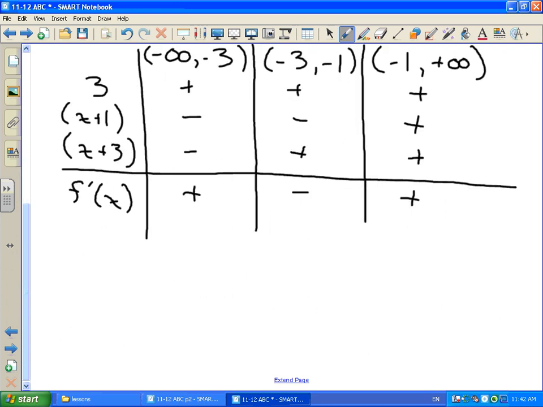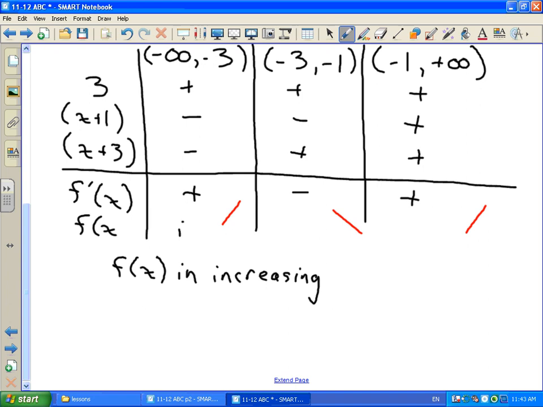So what does this tell us? Well, let's see. If our slope here is positive, this thing is looking like this. If it's negative, our tangent is looking like this. If it's positive, our tangent is looking like this. So what can we say about our function here? Well, f of x is increasing here, decreasing here, and increasing over here.